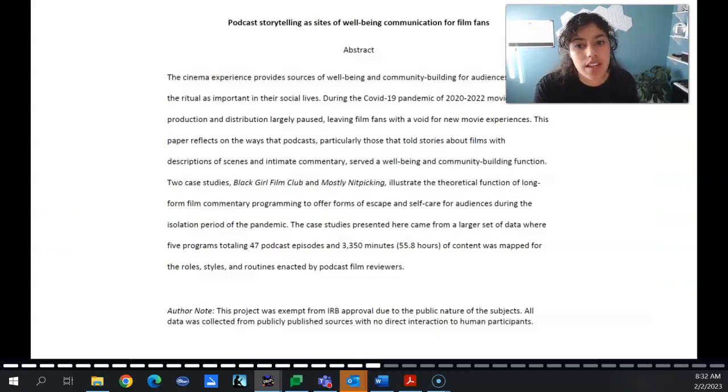Here's just one other example of an abstract. And again, we see the exact purpose and context of the study, right? This paper reflects on the ways that podcasts, particularly those that told stories about films, served as a community building function. So this is a very academic abstract, right?